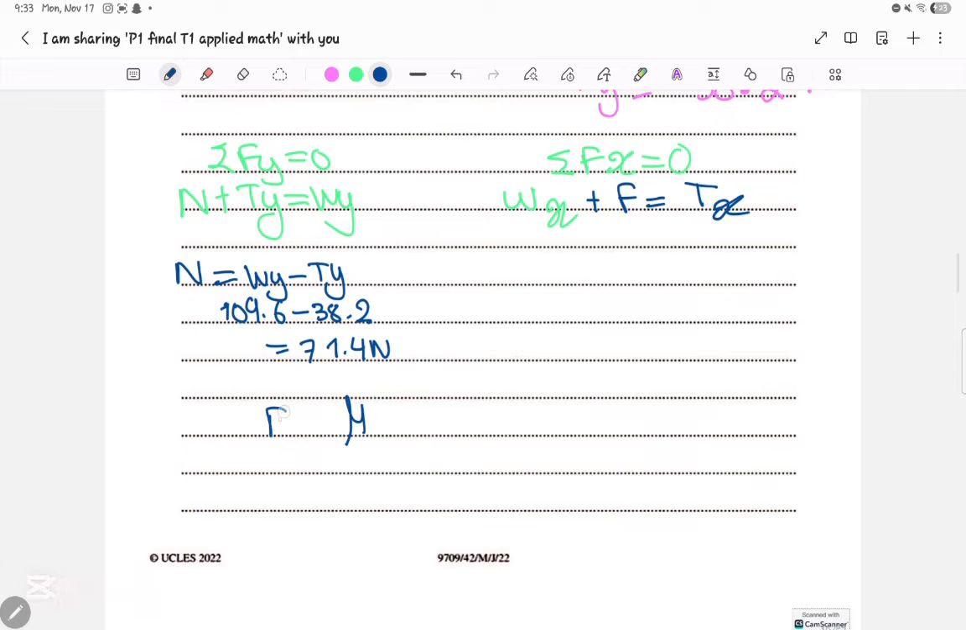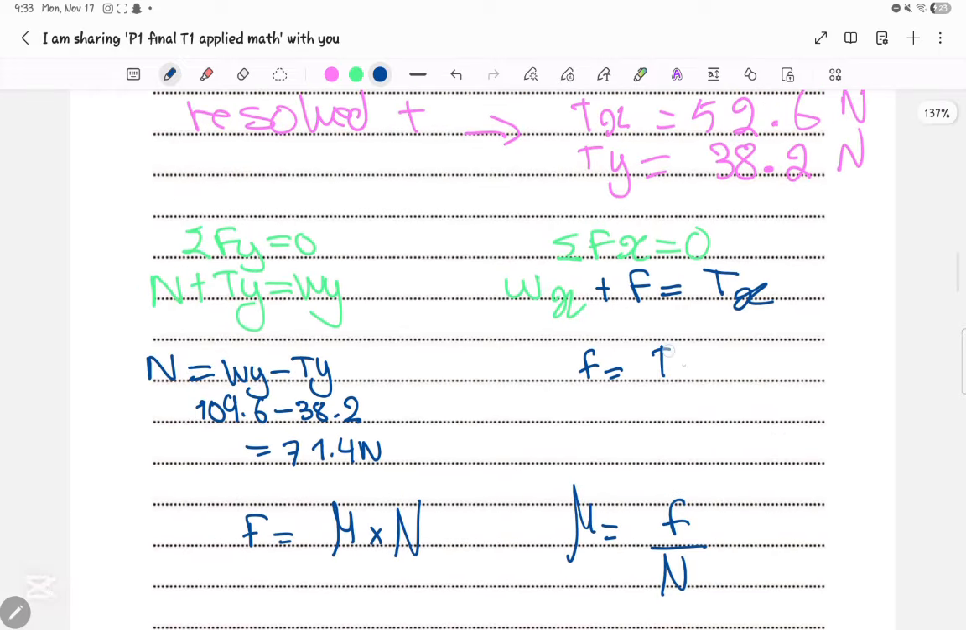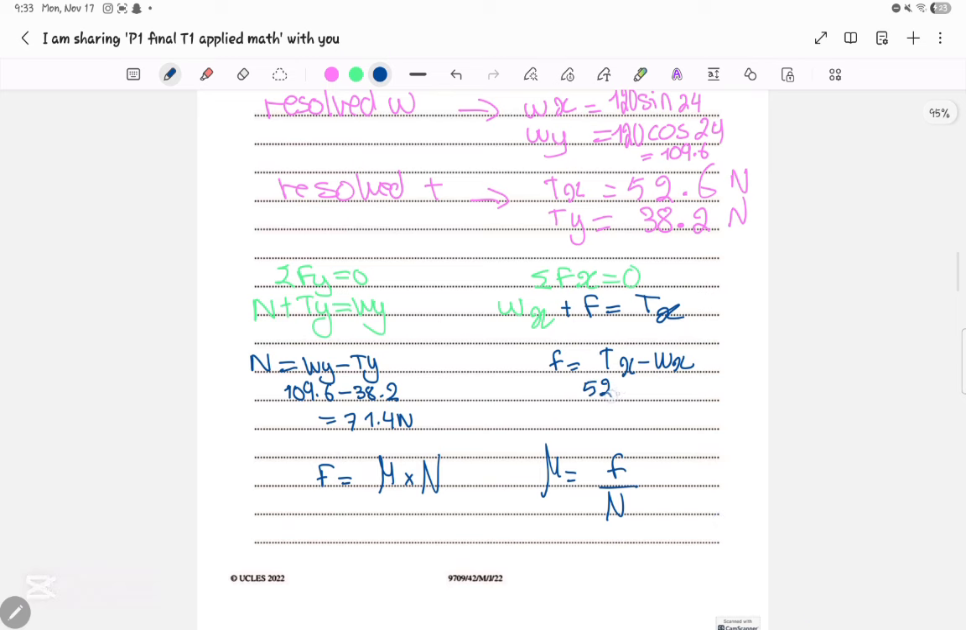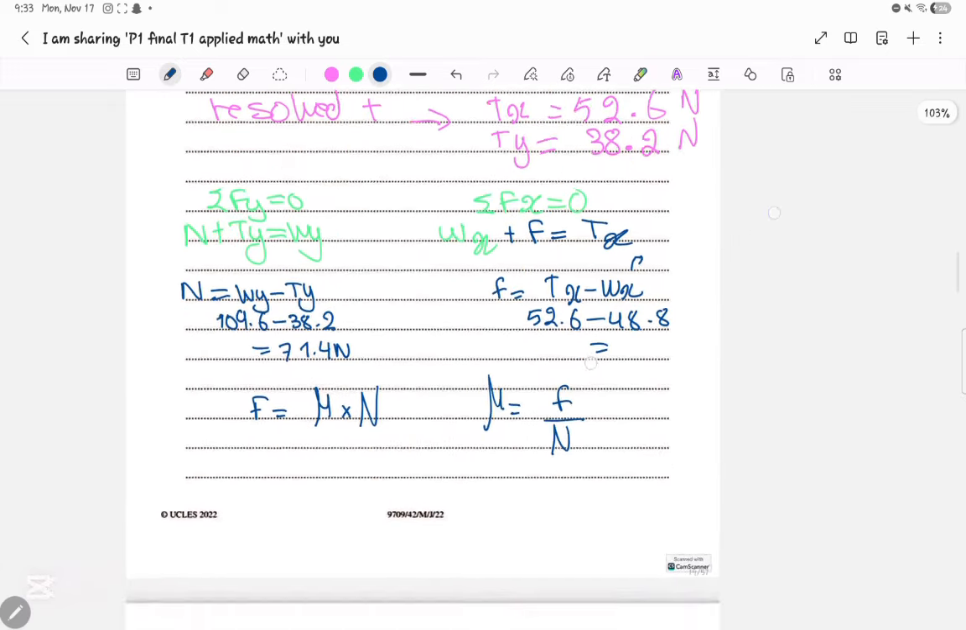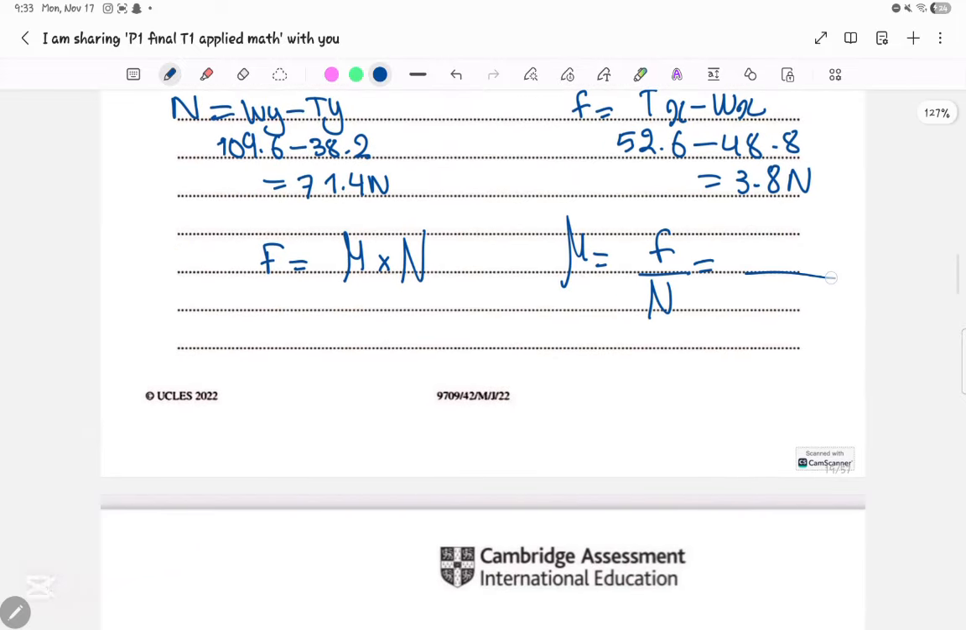Okay, and we need to find mu. We know that friction is equal to mu times normal. That means mu is equal to friction over normal. So now I just need to make friction the subject of the equation. Friction is equal to tension x minus Wx. So it is 52.6 minus 48.8, which is 3.8 newtons. So now mu is equal to 3.8 over 71.4.